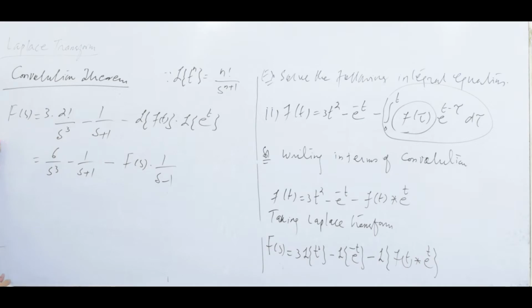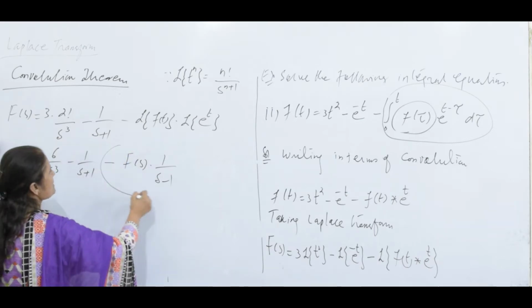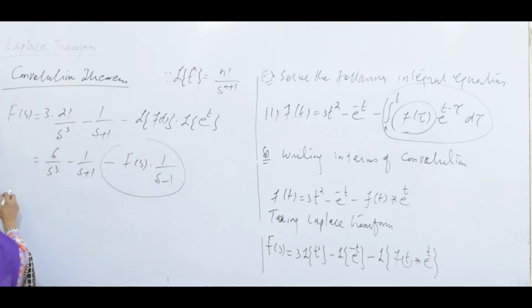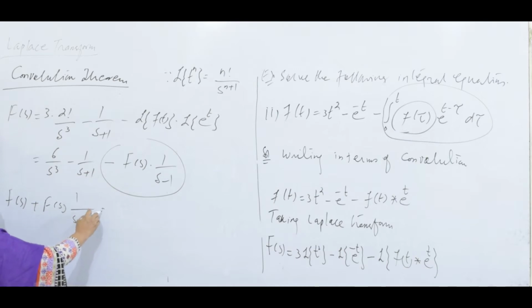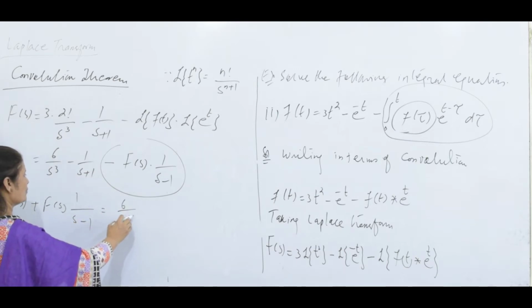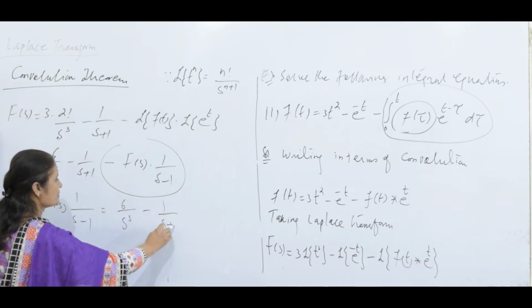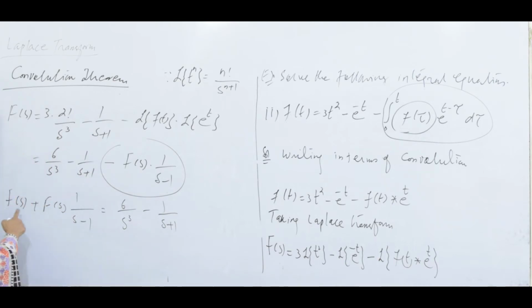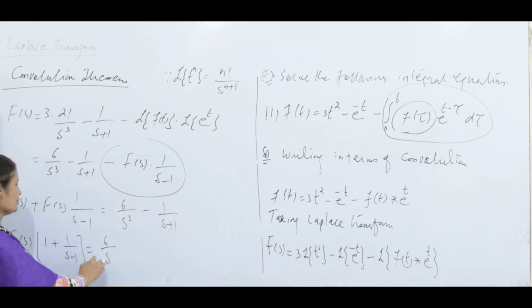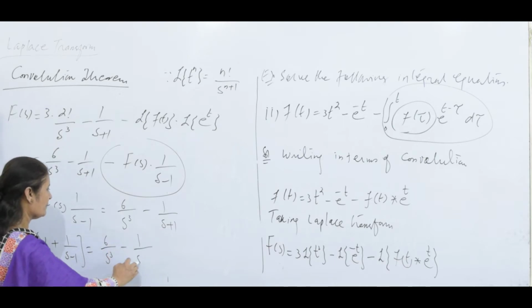This is going to be... Now you are going to take this term here on the left hand side. F of s plus f of s into 1 over s minus 1 is equal to 6 over s cube minus s plus 1. Now f of s is taken out, which is common. You are left with 1 plus 1 over s minus 1 is equal to 6 over s cube minus s plus 1.